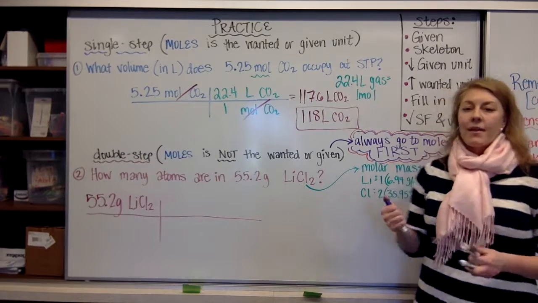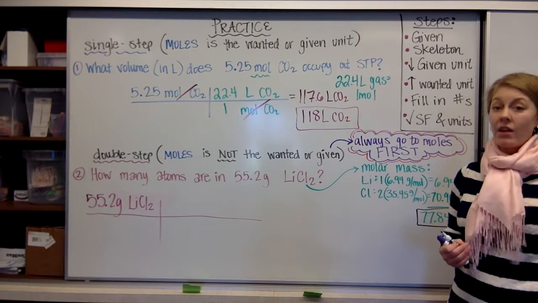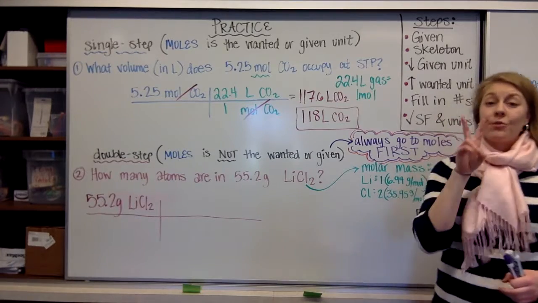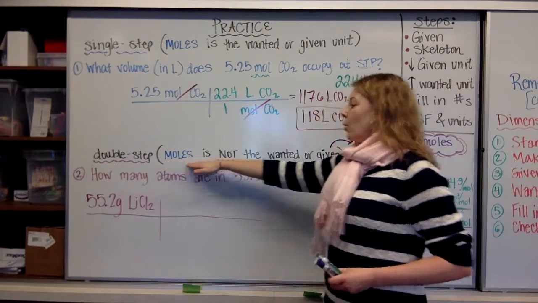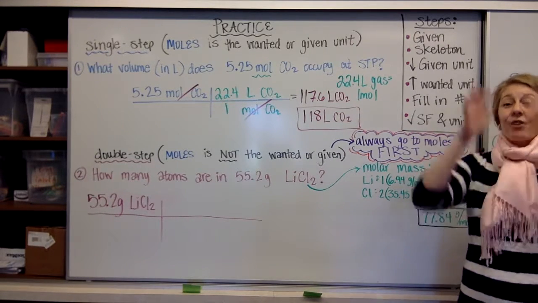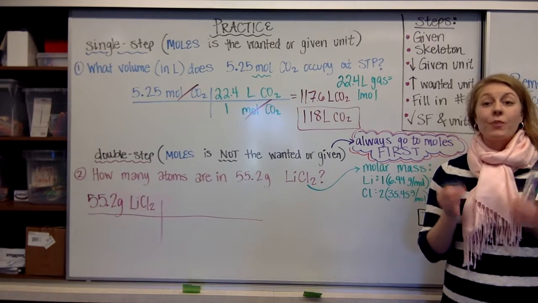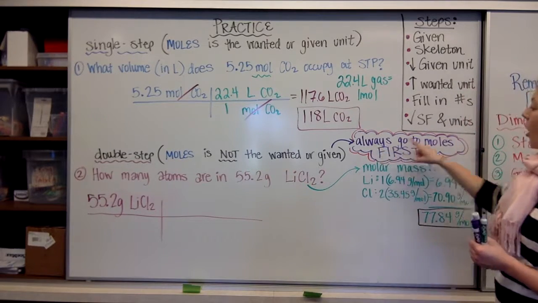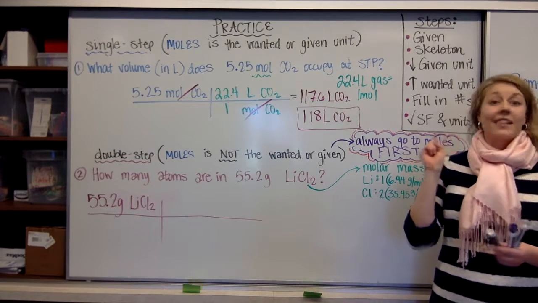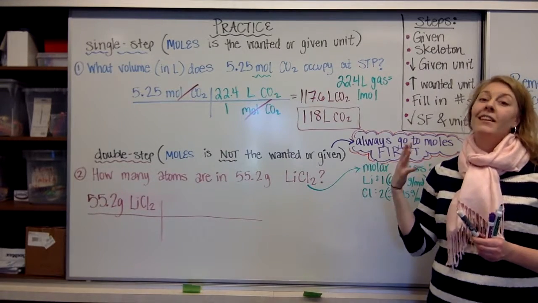Now, the last example that I have here. What if moles is not part of the problem? What if it's not a given and it's not the wanted unit? All right? Now we're going to have to do a 2-step problem. Okay? So double step, moles is not the wanted or the given. Now, our rule is, remember, all of our equivalency statements revolve around the mole. Okay? There's a reason that mole is in the middle. We always go to moles first. If moles is not the wanted or the given, doesn't matter. Go to moles first. Okay? This will make what we do in subsequent units a lot easier.